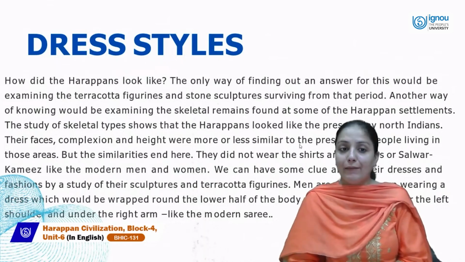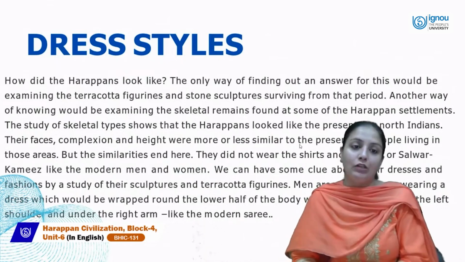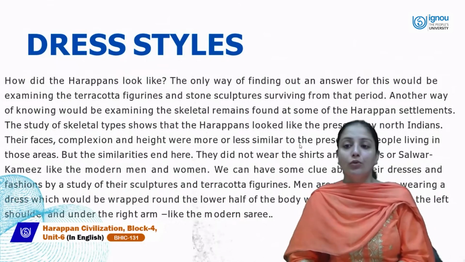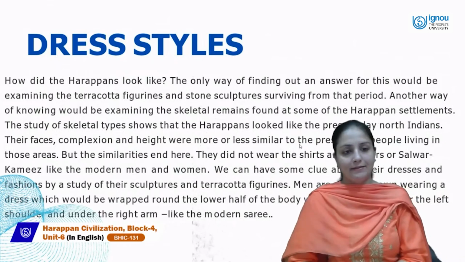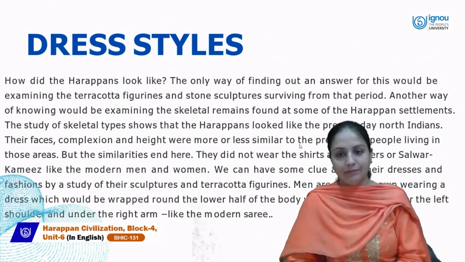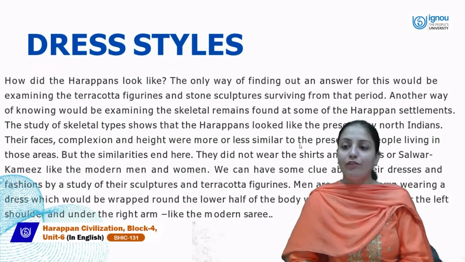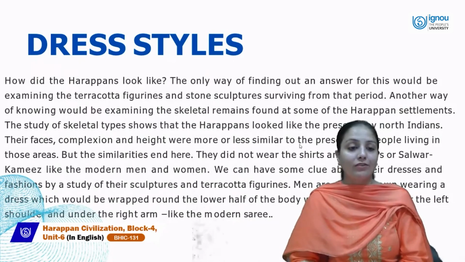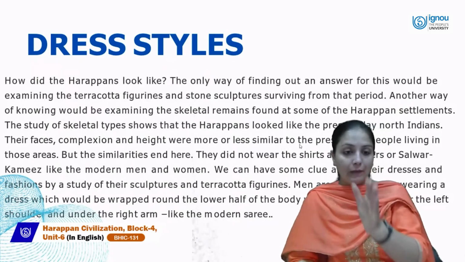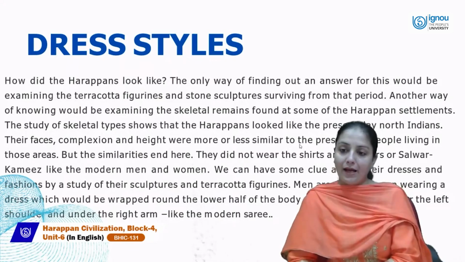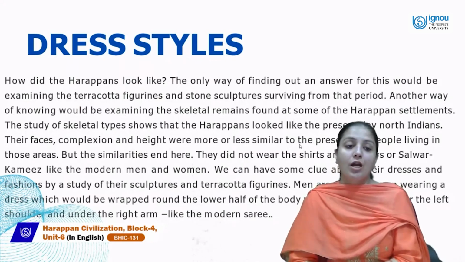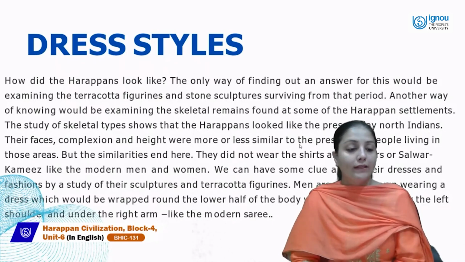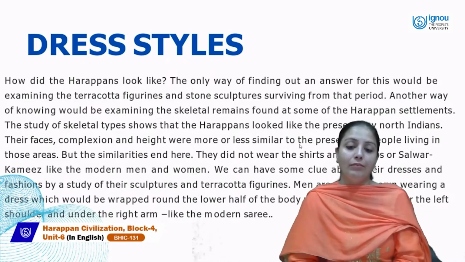The study of skeletal types shows that Harappans looked like present-day North Indians. Their face, complexion, and height were more or less similar to the present-day people living in those areas. But similarities end here. They did not wear shirts. They did not wear trousers or salwar kameez, like modern men and women. We can get some clue about their dresses and fashions from their sculptures and terracotta figurines. Men are mostly shown wearing a dress wrapped around the lower half of the body, with one end worn over the left shoulder and under the right arm, like the modern sari.